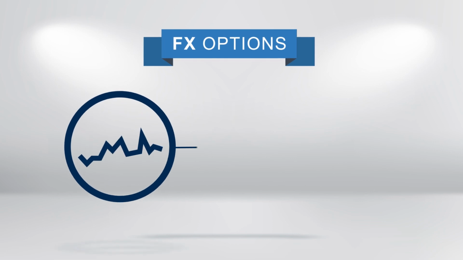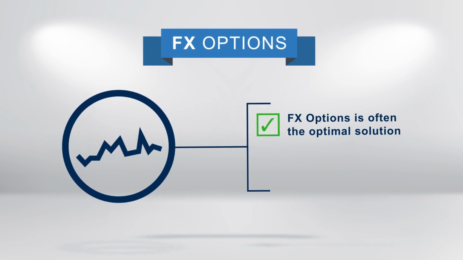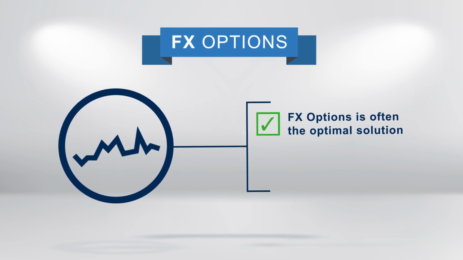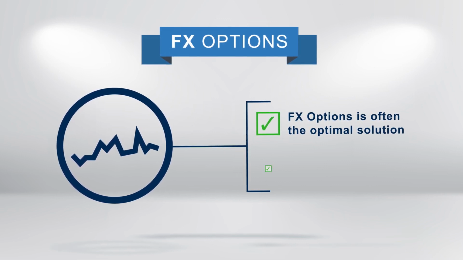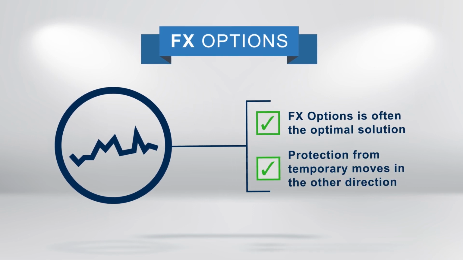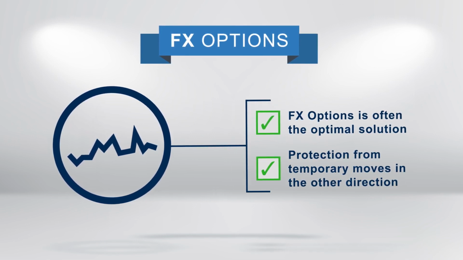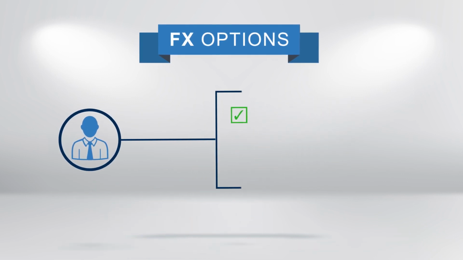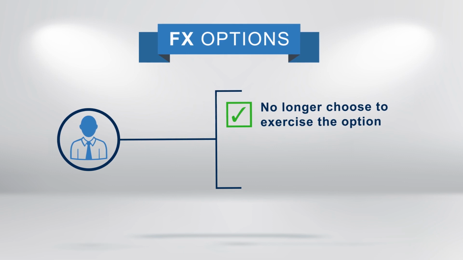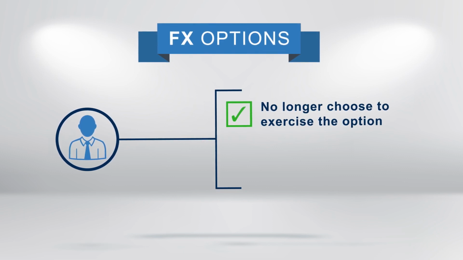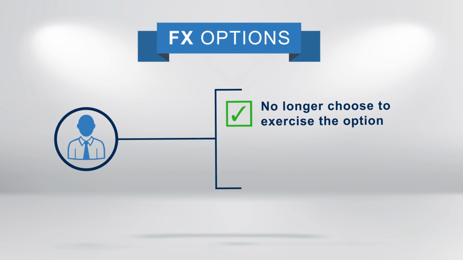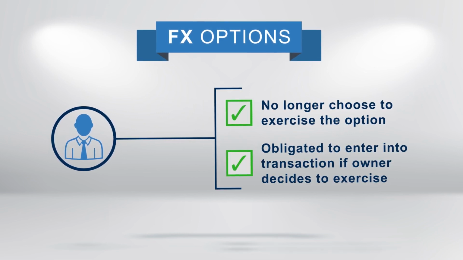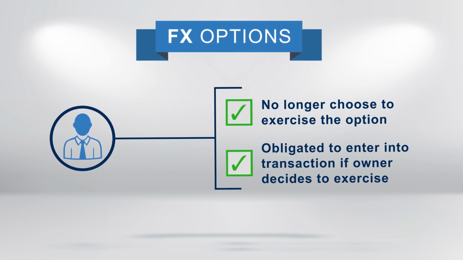When you expect increased volatility in the market, investing via FX options can often turn out to be the optimal solution. Along with the possibility to leverage, you can also get protection against temporary moves in the other direction. When you sell an option, you no longer have all the benefits. For example, you can no longer choose whether to exercise the option or not. Instead, you have to await the decision from the owner of the option. Should the owner decide to exercise the option, you are then obligated to enter into the transaction.